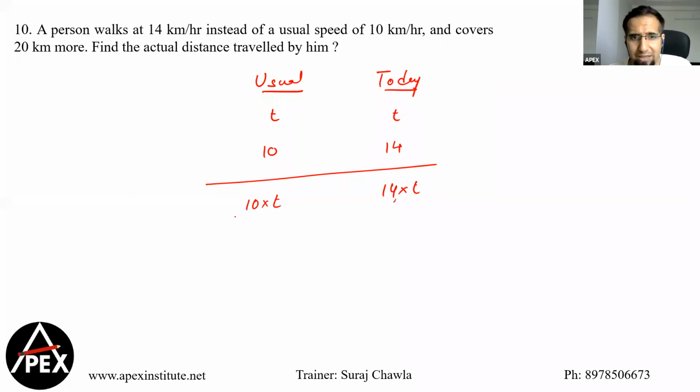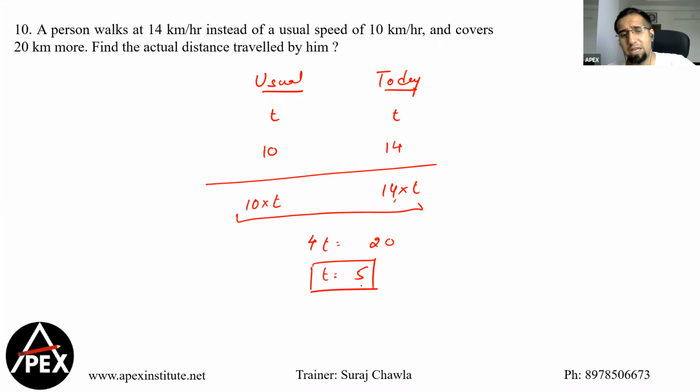Clear? And then I know that the difference of that distance, that is 4t, is equal to 20, or the value of t is equal to 5. That means every day this person has been running for 5 hours. Is this point clear with all of us?